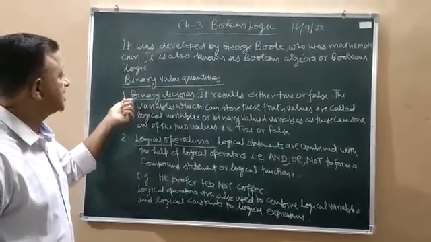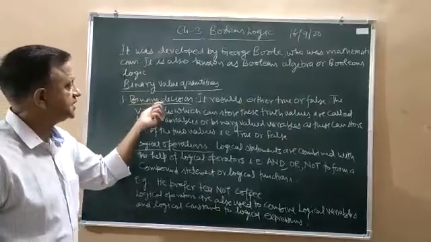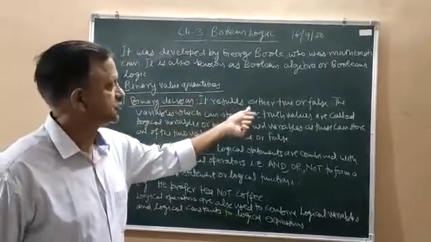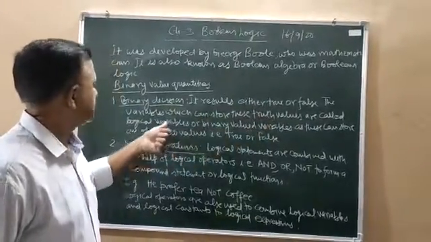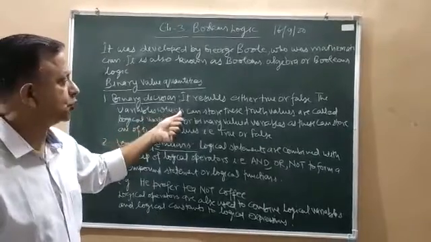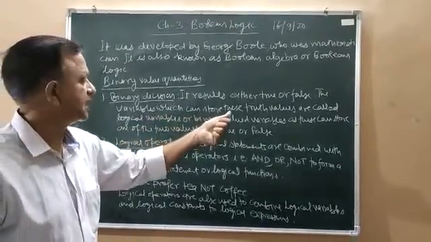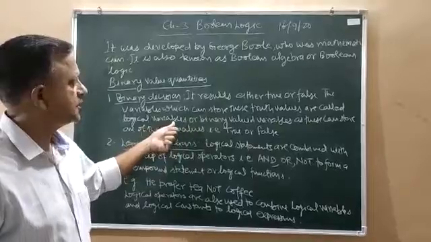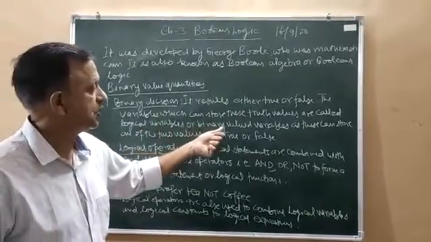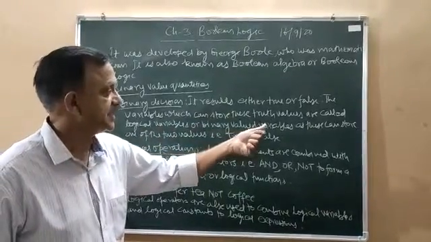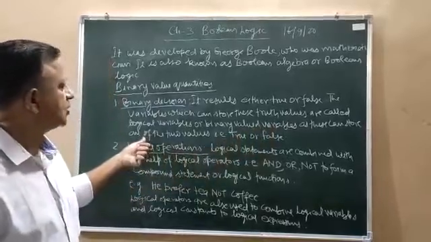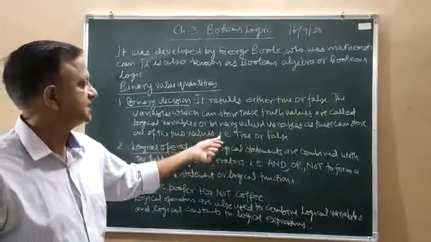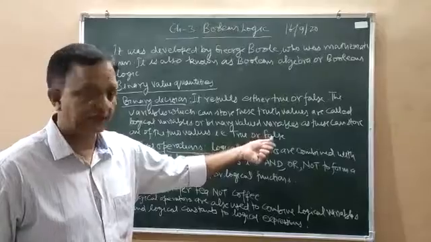So first we will take binary decision. So in this, it results either true or false. The variables which can store these truth values are called logical variables or binary valued variables, as these can store one of the two values, that is either true or false.